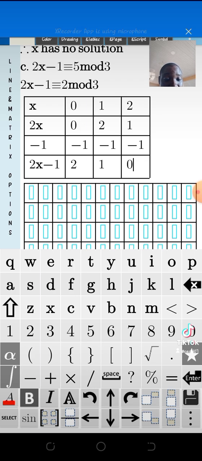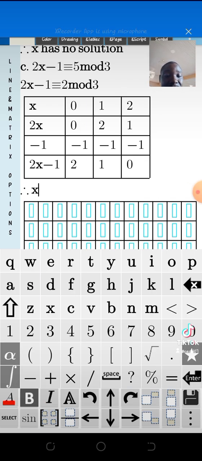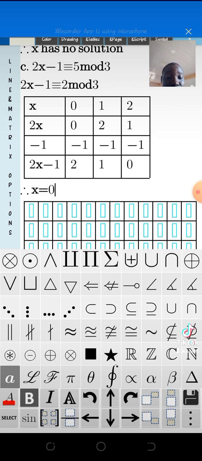Is that okay? So you can now say, therefore, as you can see from the table now, x equals 0. Since 2x minus 1 is equivalent to 2, when you trace it up, you have 0. So x is equal to 0 in this case. Is that okay? So let's quickly run through the D now.